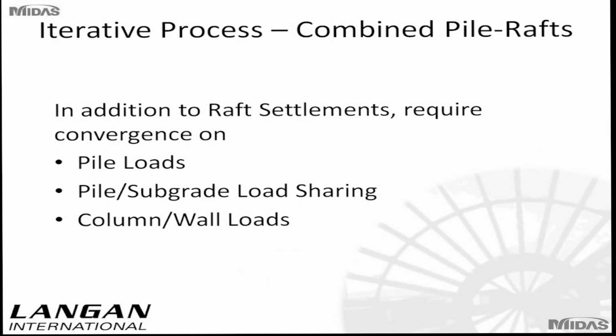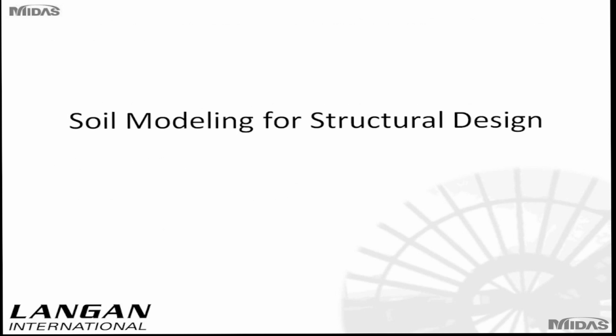Now, in the case of combined pile rafts, in addition to the raft, you have the piles. So in addition to convergence in raft settlements, you will also need to converge on the pile loads, the pile subgrade load sharing, meaning how much of the total load the piles are going to handle and how much the soil underneath the raft is going to take. And then the structural engineer will check if all these springs cause the column and wall loads to change.